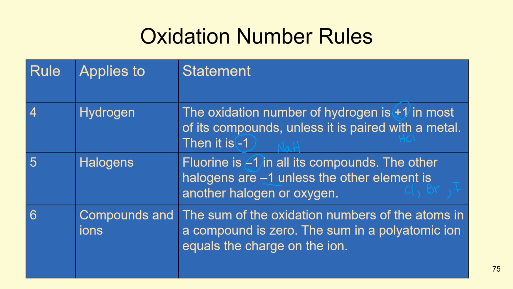Finally, what we have to do is look and see that for compounds and ions, the oxidation numbers sum to the charge. If you've got a neutral compound, the sum of all the oxidation numbers will equal 0. If you've got a polyatomic ion, then the sum of all the oxidation numbers will equal the charge of the ion. I'm going to show you some examples in just a minute, and I think you'll see what I'm talking about.